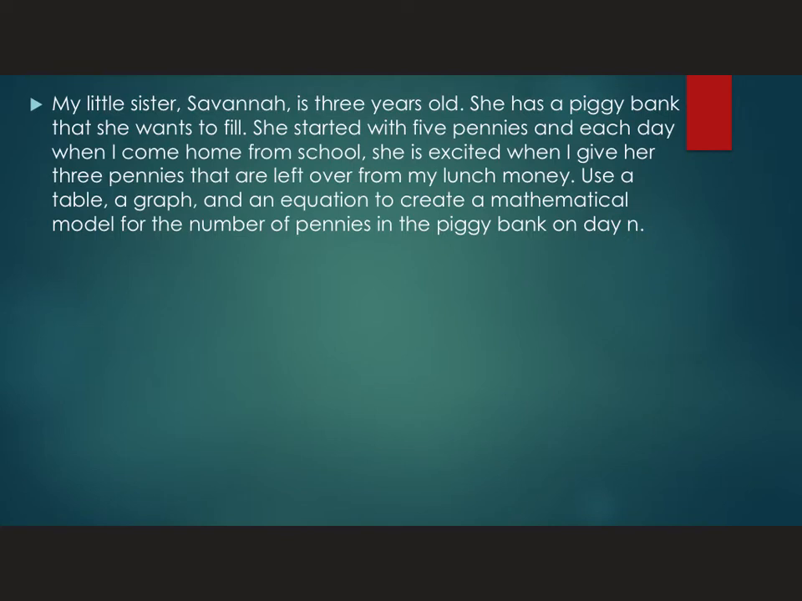So, let's look at the information we have. So, we see that she started with 5 pennies, and each day she has 3 pennies. And we're trying to find the amount on day N. So let's look first at making a table. So this is going to be the day. This is going to be the number of pennies.